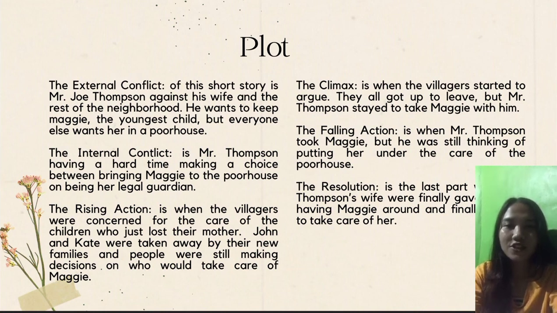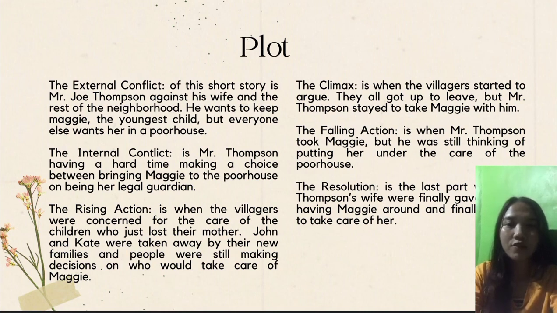And the rising action is when the villagers were concerned for the care of the children who just lost their mother. John and Kate were taken away by their new families, and people were still making decisions on who would take care of Maggie. The climax is when the villagers started to argue. They all got up to leave, but Mr. Thompson stayed to take Maggie with him.